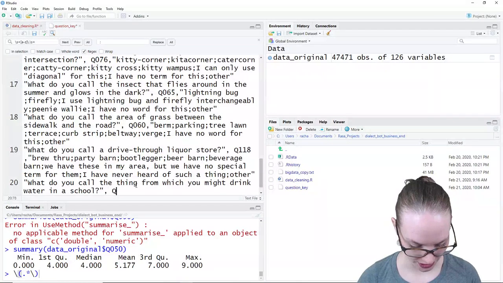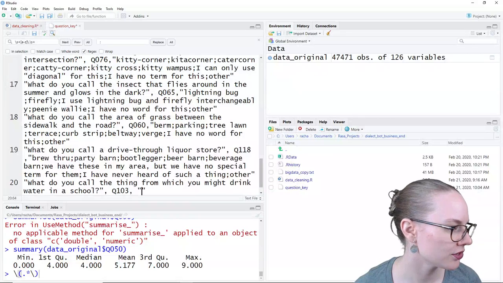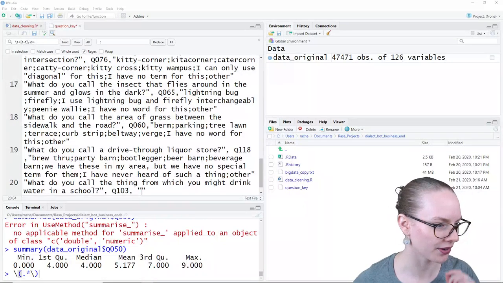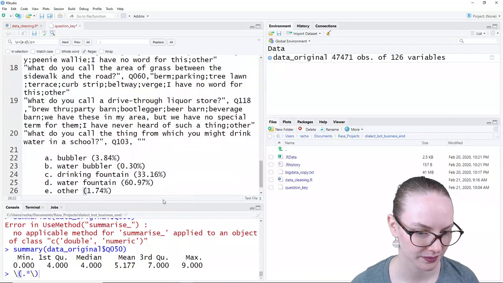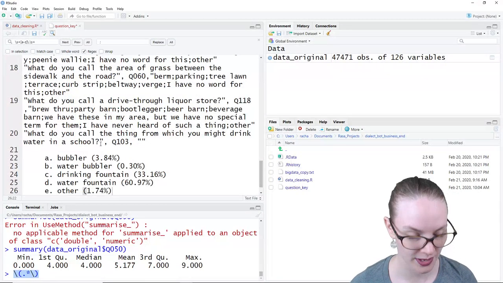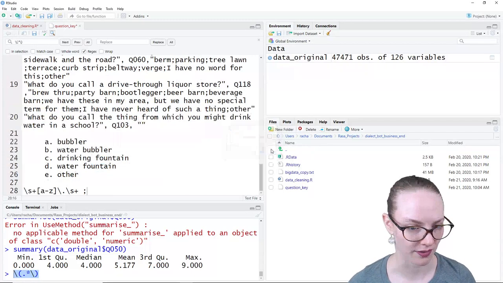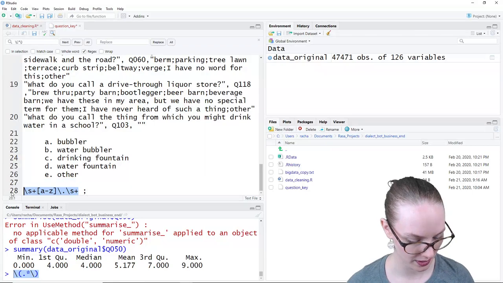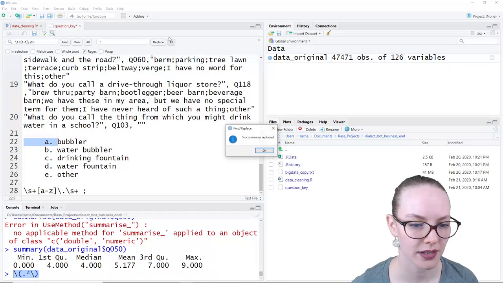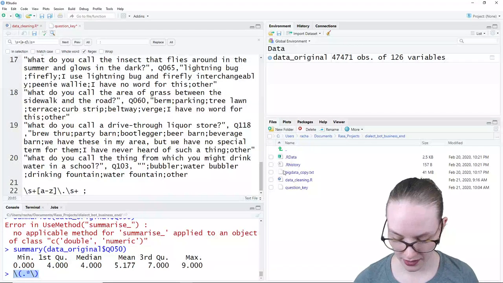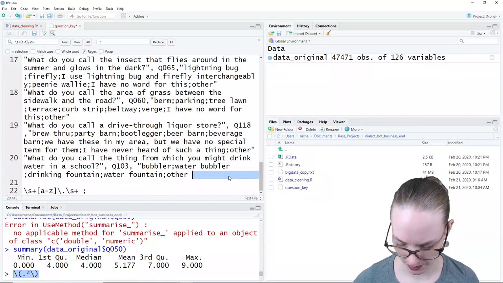103 is the question, and then your answers are bubbler, water bubbler, drinking fountain, water fountain, and other. And this should be the last question, thankfully. Five occurrences replaced. Yep, that is the first one. Okay.